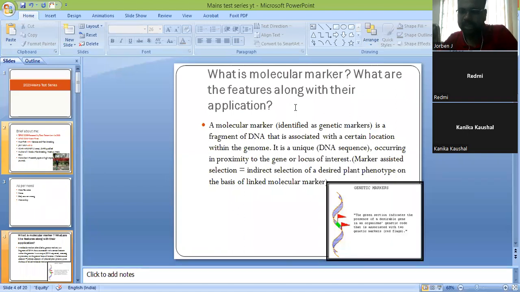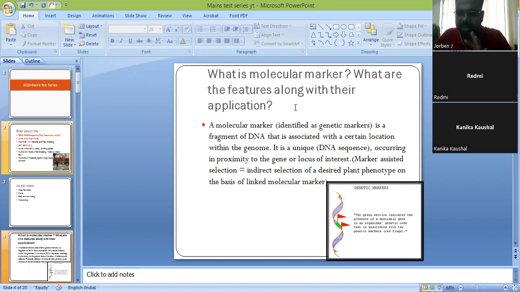When you look at the definition of the concept, it's not very appealing. So first, you need to work on the definition and make it very clear to the examiner that you know the concept. For example, what is a molecular marker? A molecular marker is a fragment of DNA that is associated with a certain location within the genome. It is unique, occurring in proximity to the gene of interest. This is the keyword: it is unique, and it occurs in proximity to the gene of interest.